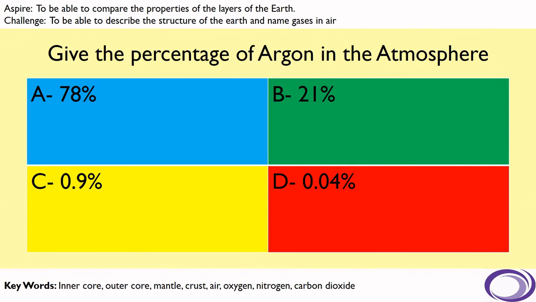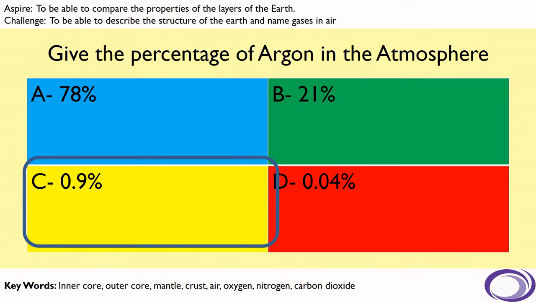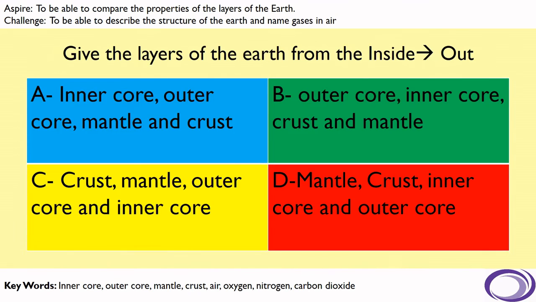Give the percentage of argon in the atmosphere. A, 78%, B, 21%, C, 0.9%, or D, 0.04%. And the answer is C, 0.9%. And then I'd like you to give the layers of the Earth from the inside to the outside. So we're working from in to out.